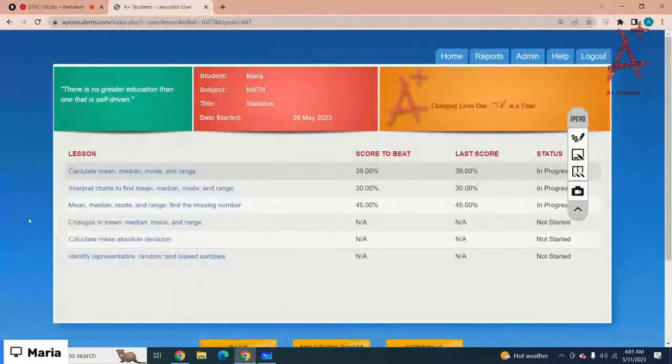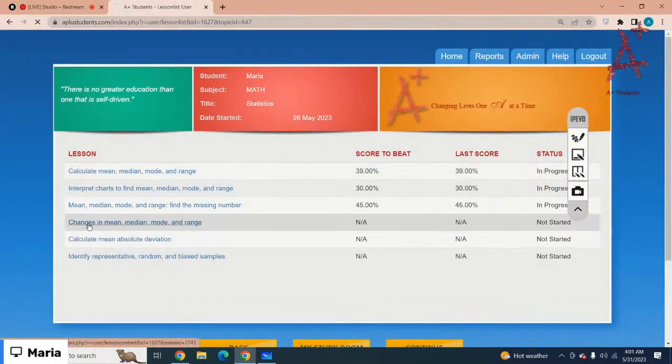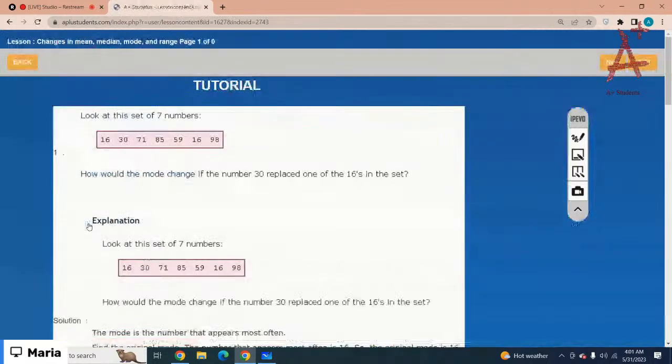Okay, here I am on grade 7 math. The chapter we're working on is statistics. The lesson is changes in mean, median, mode, and range. Let's just start with the first lesson. First question. Look at the set of 7 numbers. How would the mode change if the number 30 replaced one of 16s in the set?